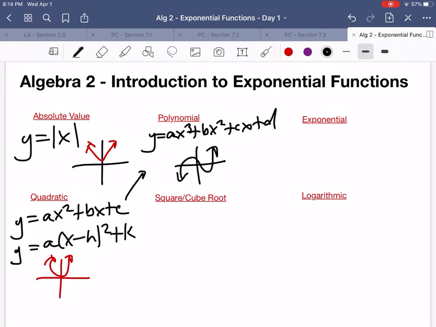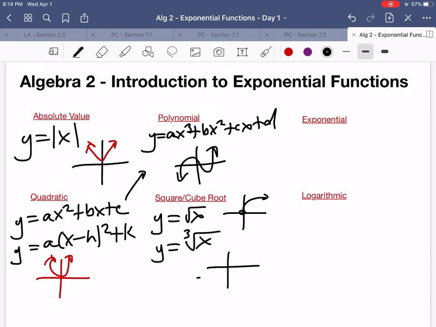Anyway, then you had square root and cube root functions. Remember a square root function where you had the square root of x, or the cube root of x. The square root function started here and kind of curled up. The cube root function, remember that kind of curved over like this. And then you had exponential functions. Actually you didn't have exponential functions. That's what we're going to do right now.